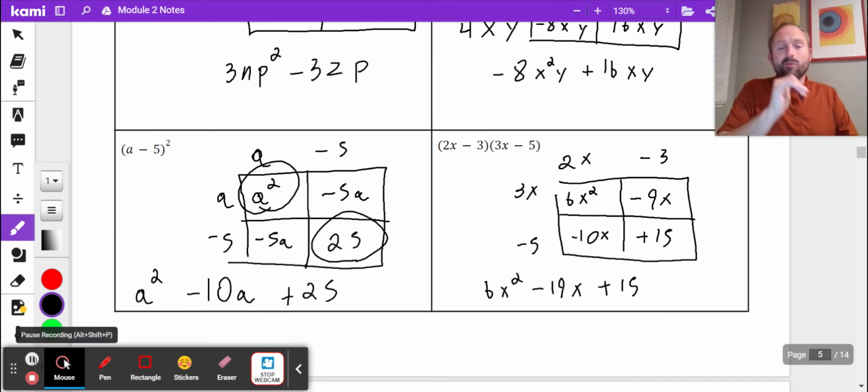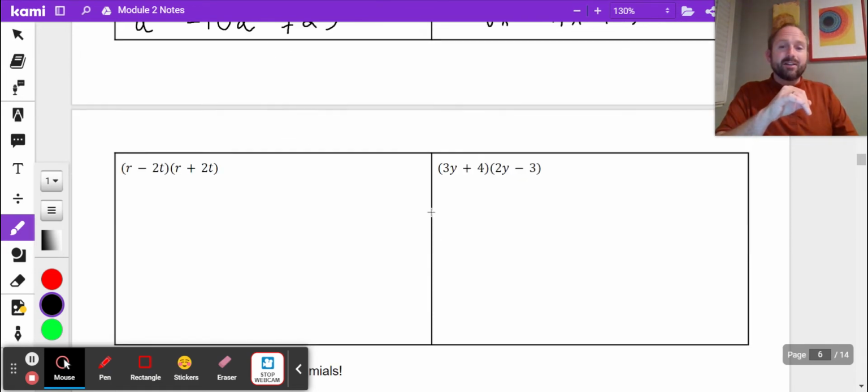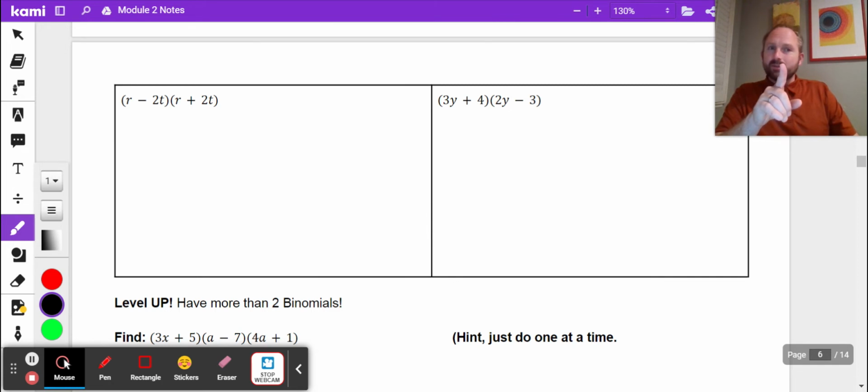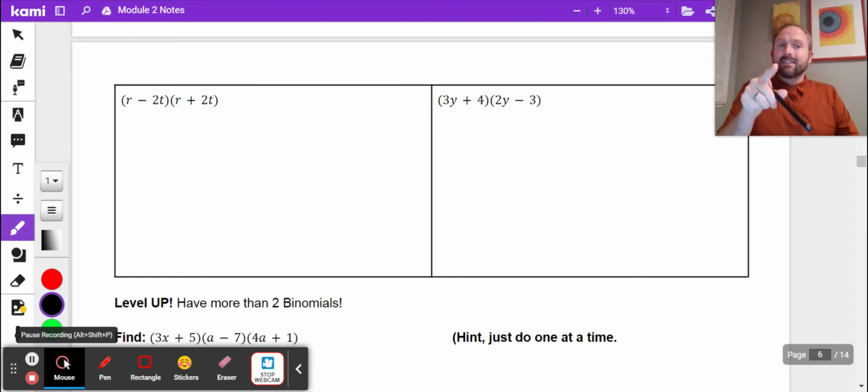So now we're going to continue, and I'm going to give you a little more time to check your understanding. See if you're understanding it, okay? Now, if you don't get it, it's okay. We'll work on it. Go ahead and try these two by yourself, and then I'll show you the answer to each one separately.